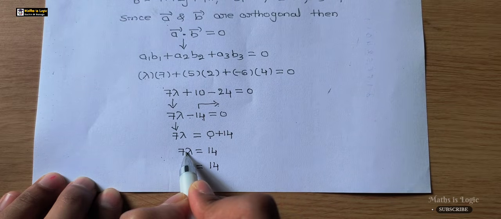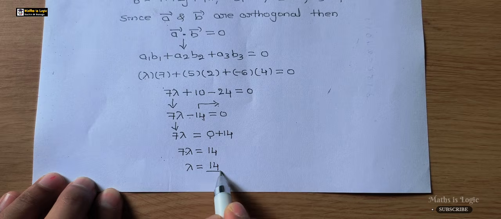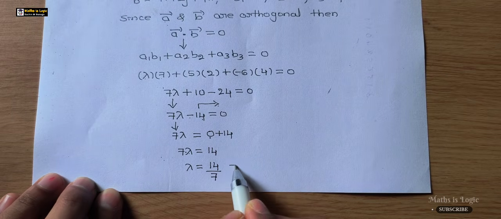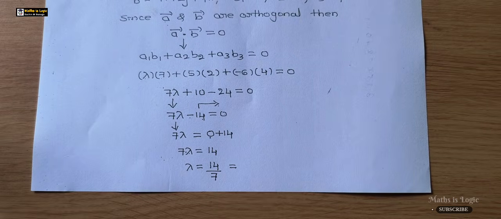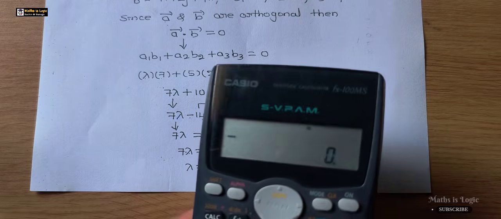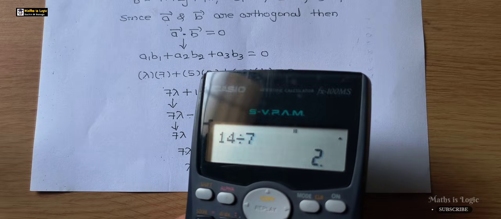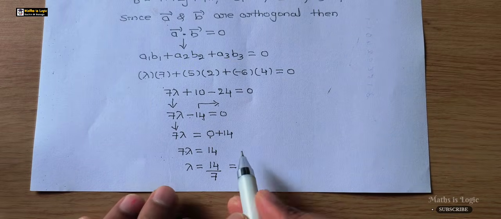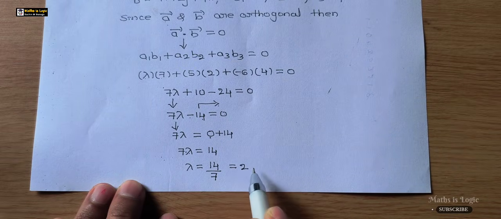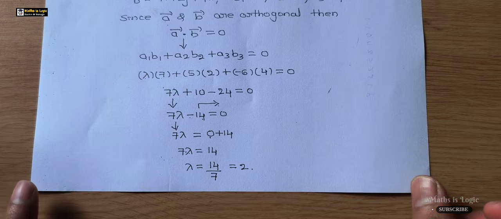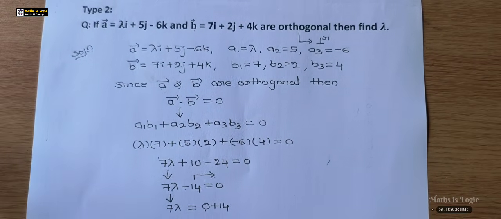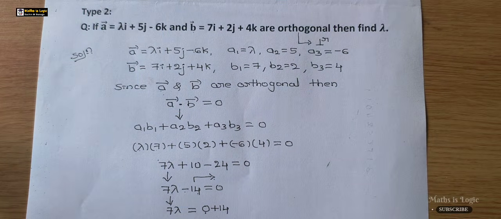Lambda is equal to 14 divided by 7, because of this multiplication sign, this 7 comes in the denominator. If I divide 14 by 7, what is the answer I am getting? 2. Therefore what is the lambda value? 2 is the lambda value. This is how we need to solve the second type.